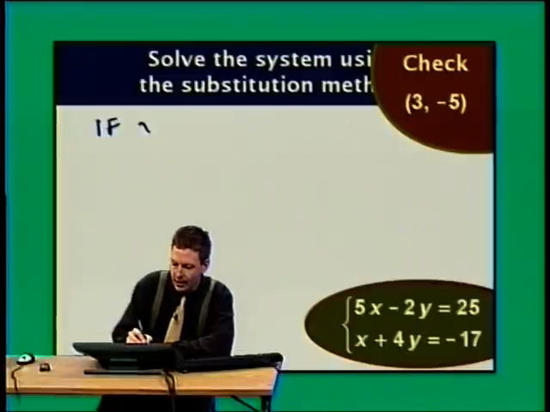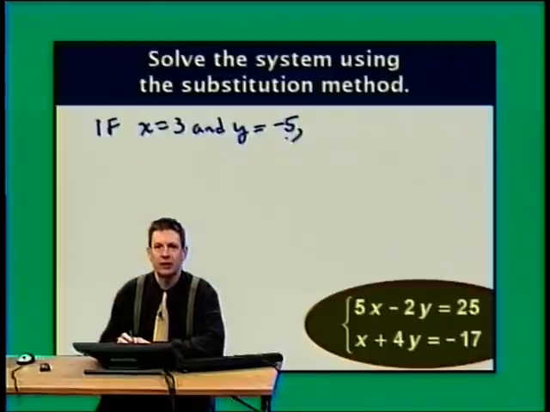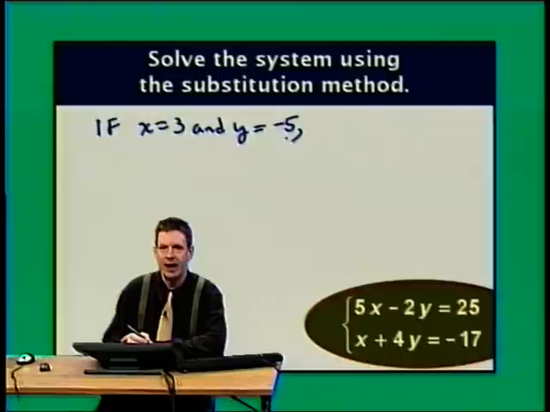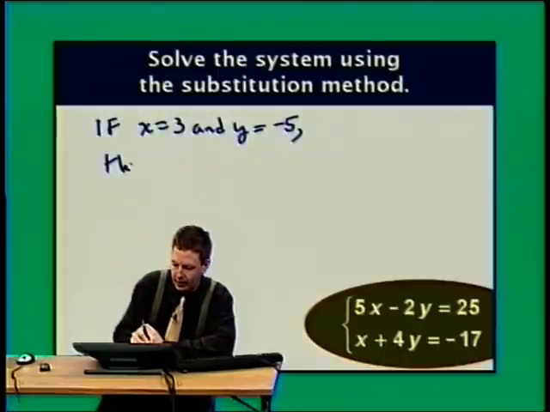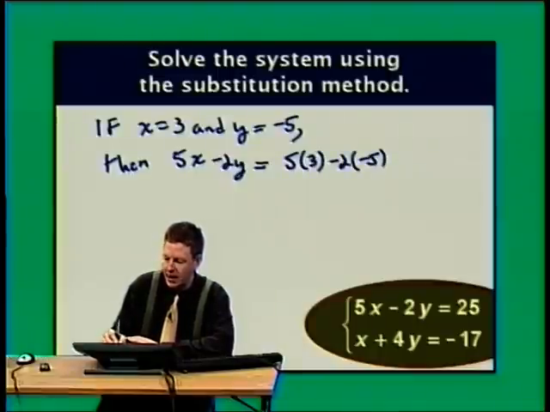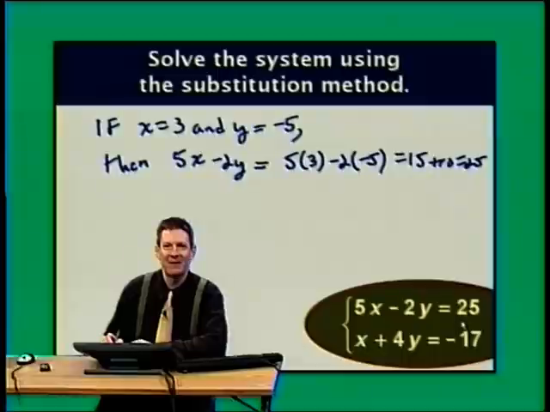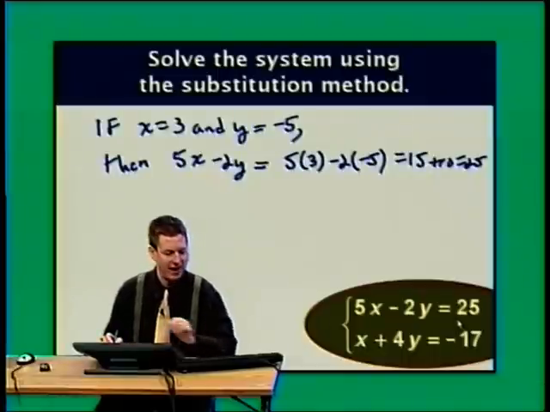So if x equals 3 and y equals negative 5, what we need to do is make sure that this ordered pair satisfies both of the equations. The first equation has the variable expression 5x minus 2y. So 5x minus 2y is going to be 5 times 3 minus 2 times negative 5. That would be 15 plus 10, which is 25. And by golly, that's what I wanted 5x minus 2y to evaluate to.